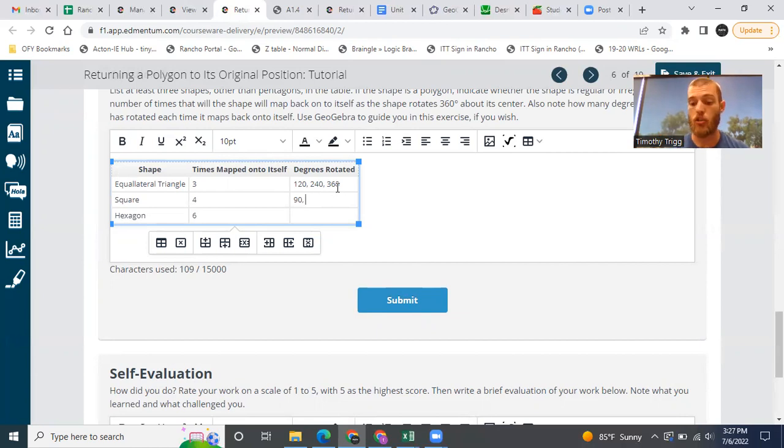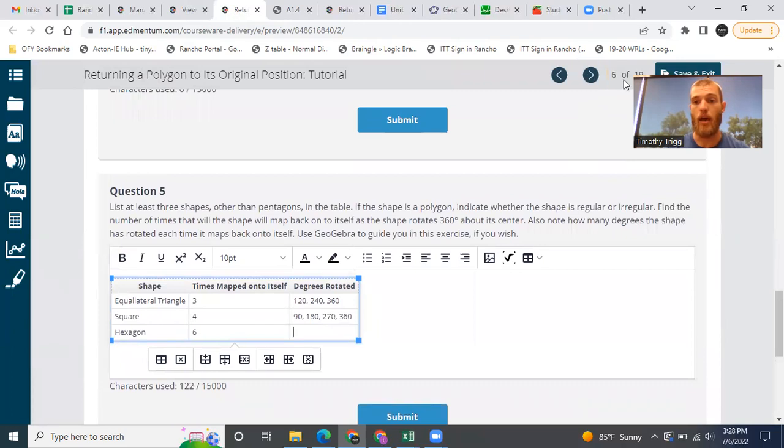Then 90 times 2, 180. 90 times 3, 270. And then 90 times 4, of course, is 360. Okay, so I want you to go ahead and figure out the hexagon. So here you should have 6 angles of rotation, 360 divided by 6 to get the first one. Okay, now once you're finished with that, we can go ahead and move on.